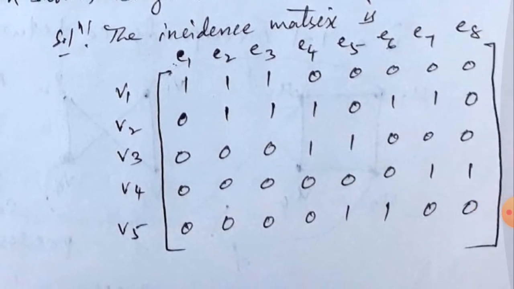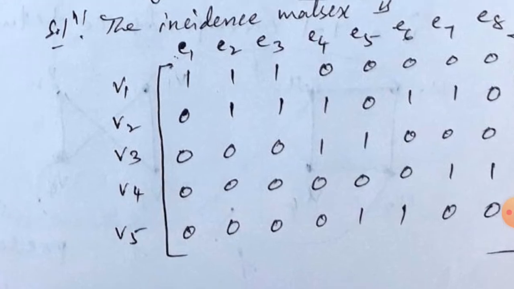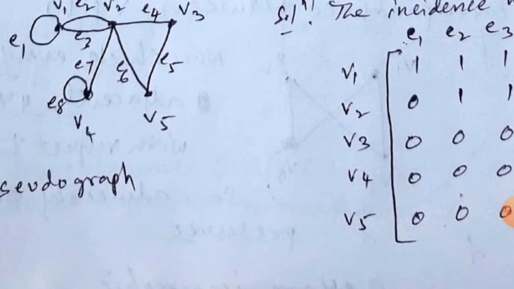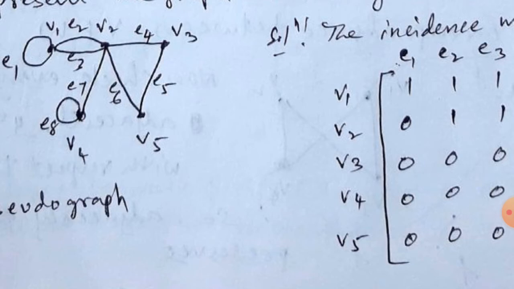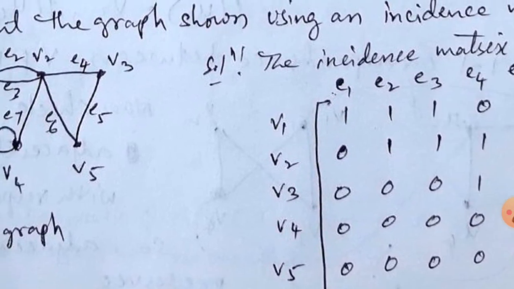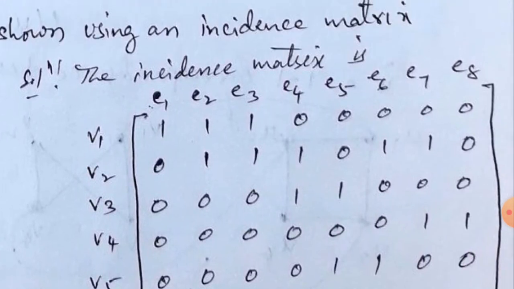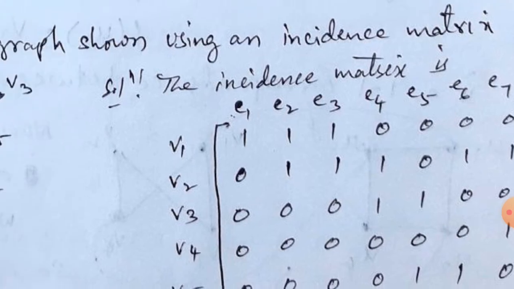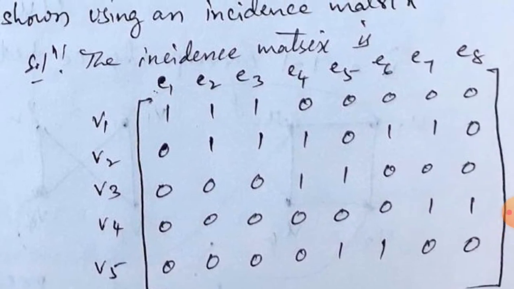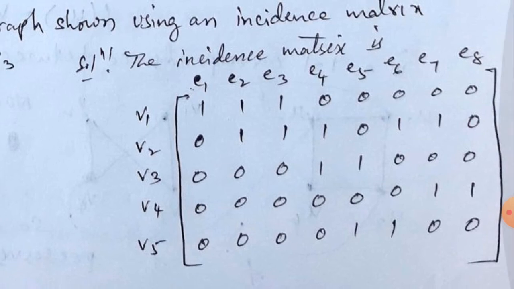Observe on V1 and V2 also there is a multiple lines here. Now observe, E4, E5, E6, E7, E8 entries are zeros on V1. That means these edges are not incident on V1. Similarly, observe the row V2.